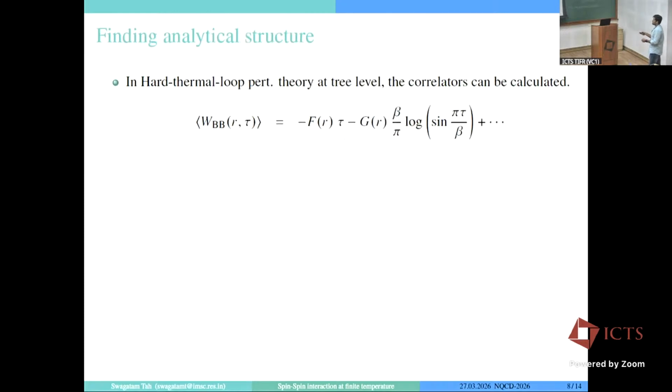Now, as I mentioned, we need to find an analytical structure to fit the lattice data and extract the potential. If we calculate in hard thermal loop perturbation theory at tree level, we can calculate the correlators, and this correlator gets a linear term in tau, where tau is the Euclidean time, and there is a periodic term which is log of sine(pi tau over beta), where beta is 1 over temperature.